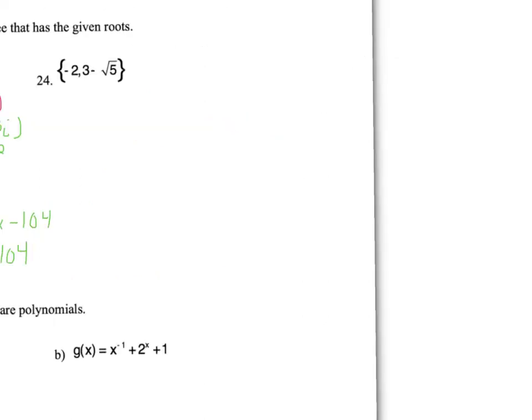Number 24 is very similar, except if we have 3 minus root 5 as a root, we also must have its conjugate, 3 plus root 5, as a root. So our first factor will be x plus 2. Our second will be x minus 3 minus root 5. And our third will be x minus 3 plus root 5.